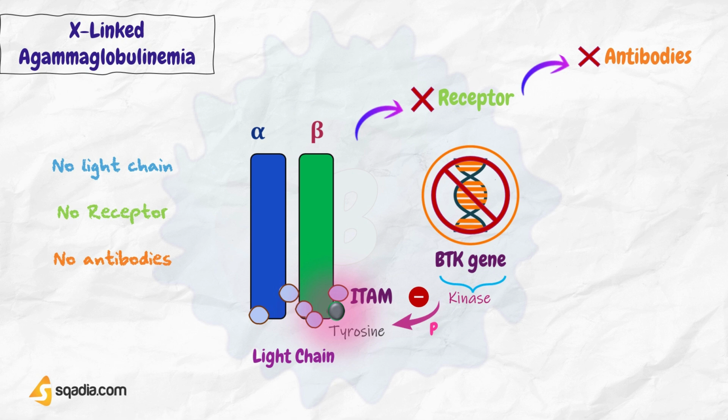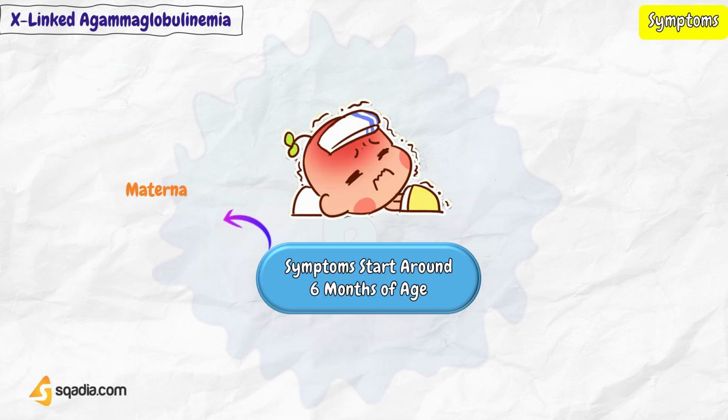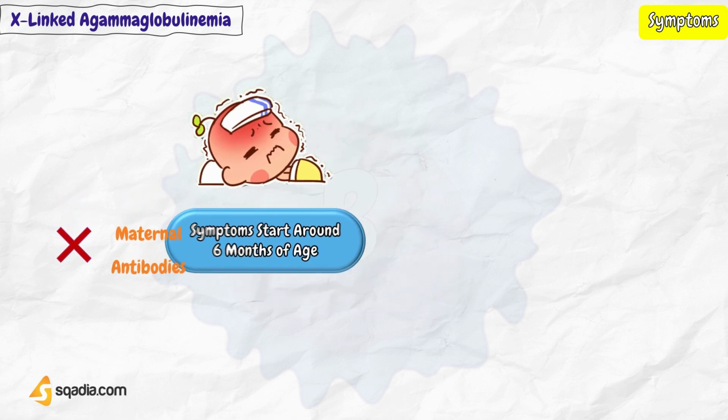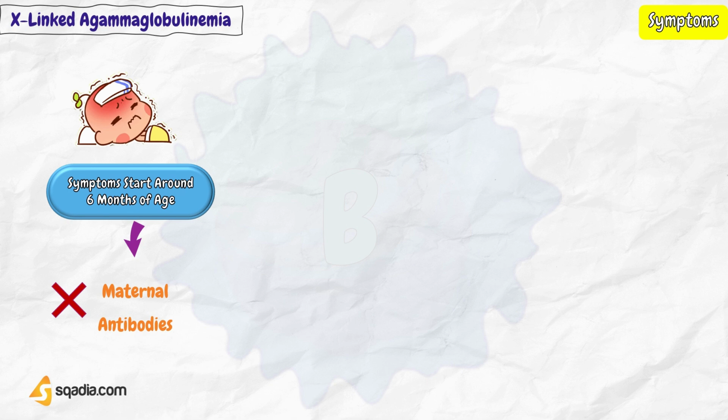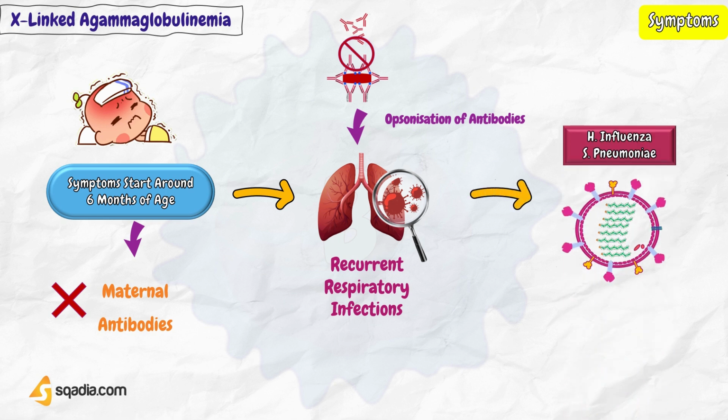So if you don't have light chains, what this means is that you basically don't have receptors on the B cells and you cannot make antibodies. Symptoms usually begin at about 6 months of age, and this is because this is about the time that the child loses maternal antibodies. So people who suffer from immune deficiency syndromes suffer from recurrent respiratory bacterial infections. This is because of the loss of opsonization of antibodies.